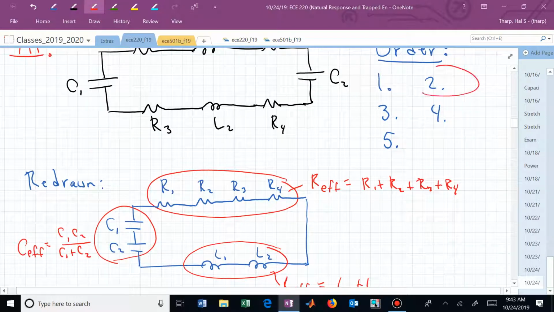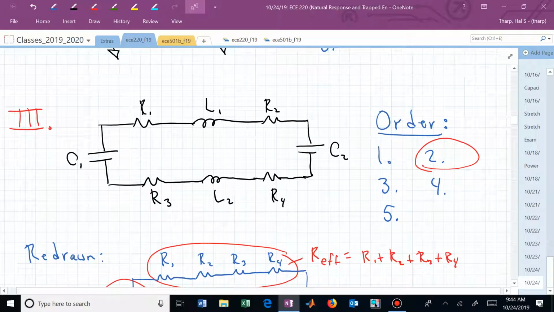The answer is that bad boy is second order. Even though it has 4 energy storage devices, effectively you can combine the inductors and capacitors into one effective element each. And you now just have 2 energy storage elements in that circuit.